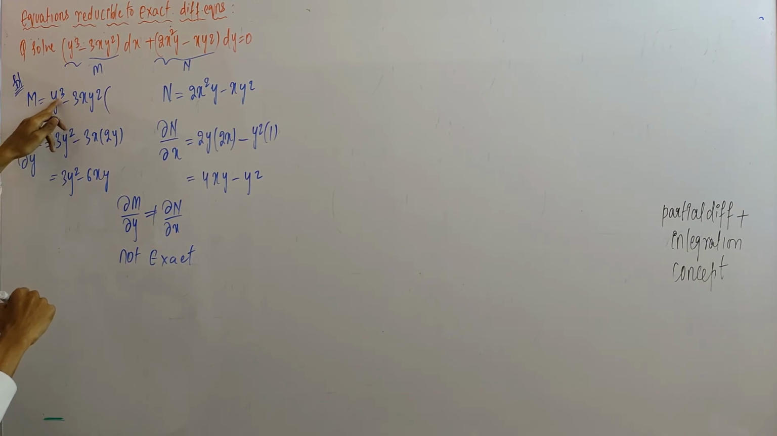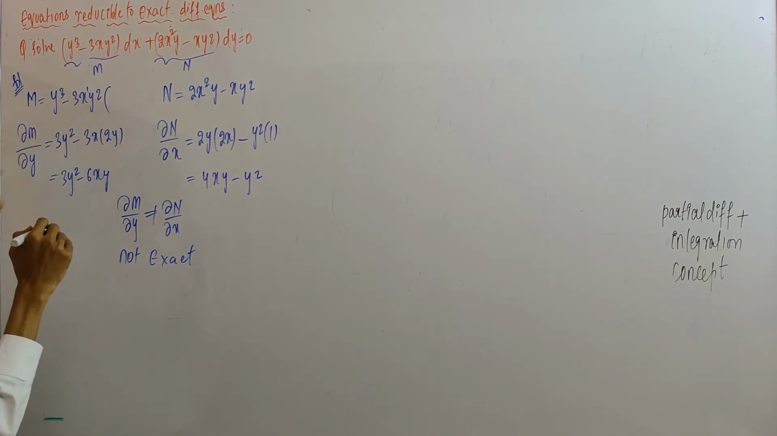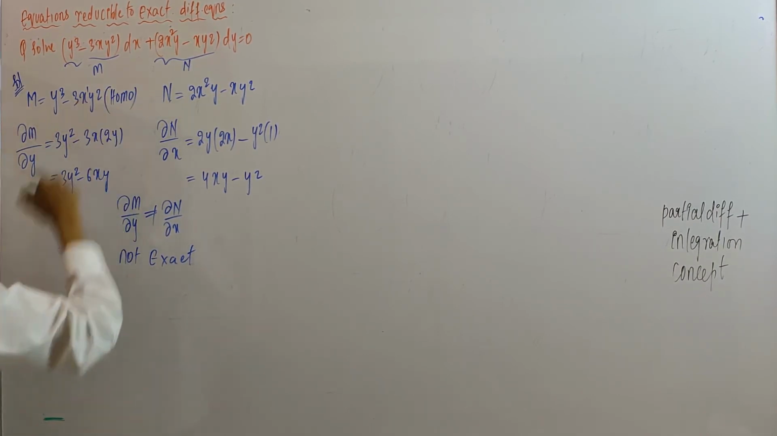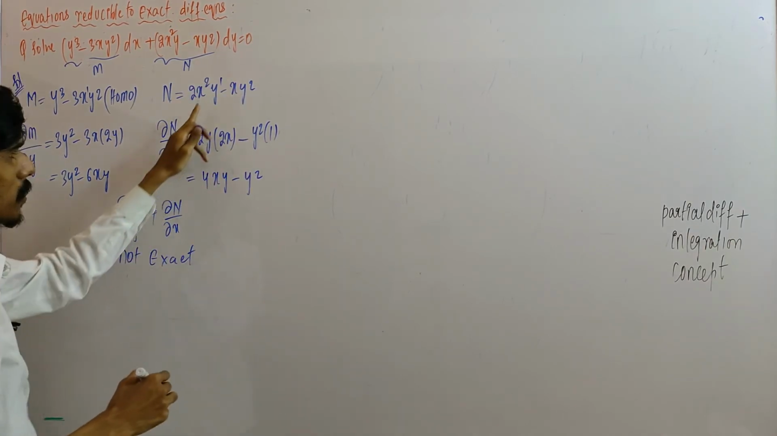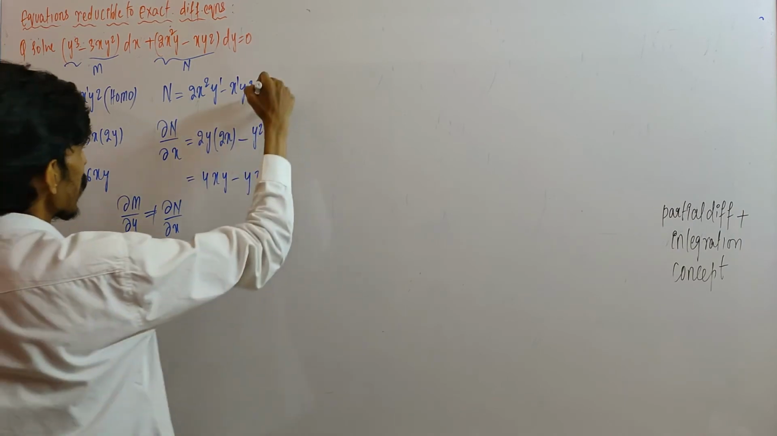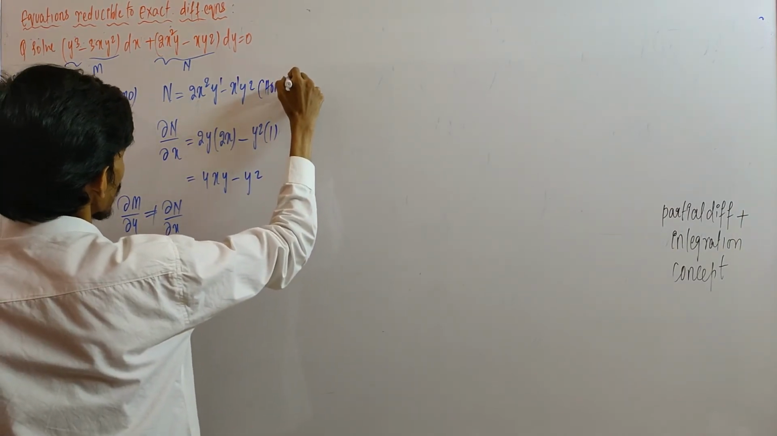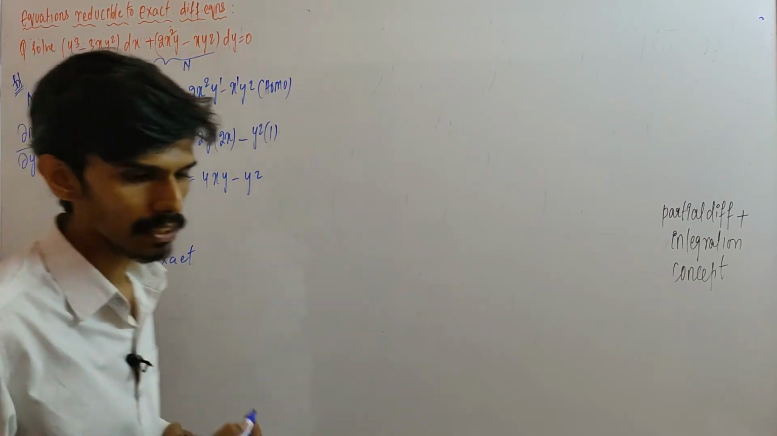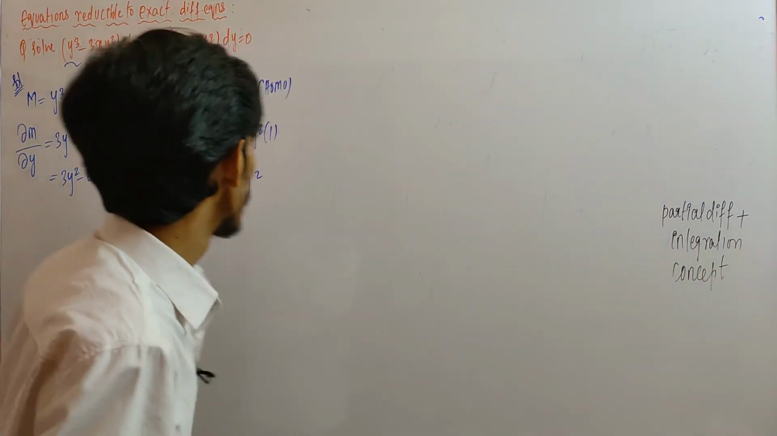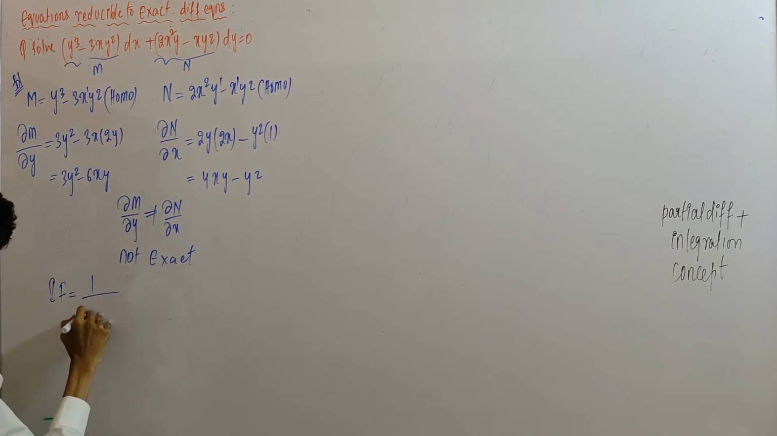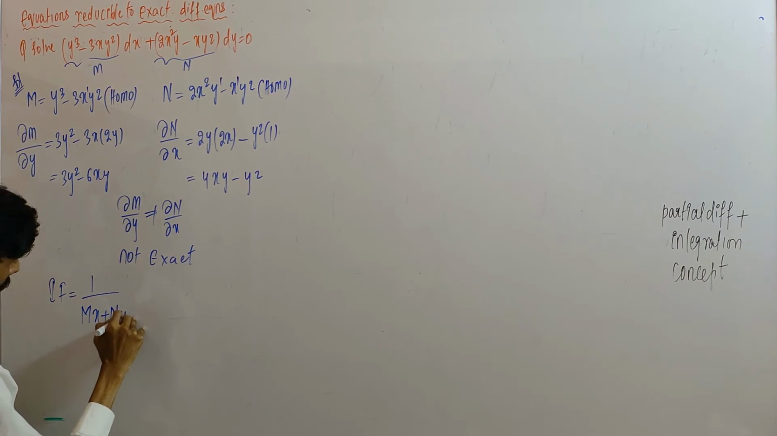Now here we have y power of 3, x power of 1, y power of 2, which means degree is 3 for each term. So this is a homogeneous equation. Here also the first term is having degree 3, the second term is also having degree 3. So this is a homogeneous equation. Since both M and N are homogeneous functions of the same degree, that is 3, the integrating factor will be 1 by Mx plus Ny.